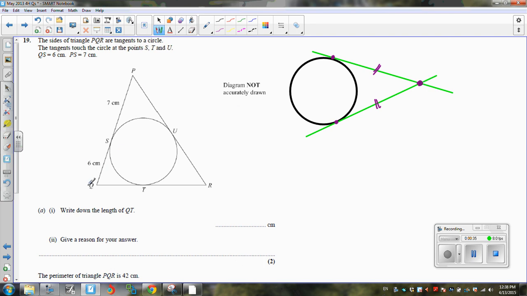Okay, so we've got that in several cases here. So the question says write down the length of QT. Well, that's this one here. Now we can see here we have a tangent and here we have it meeting the other tangent. So the distance from Q to T is going to be 6 centimeters, the same as the distance from Q to S. Give a reason for your answer. Basically, intersecting tangents are equal in length. So intersecting tangents are, let's say, the same length.